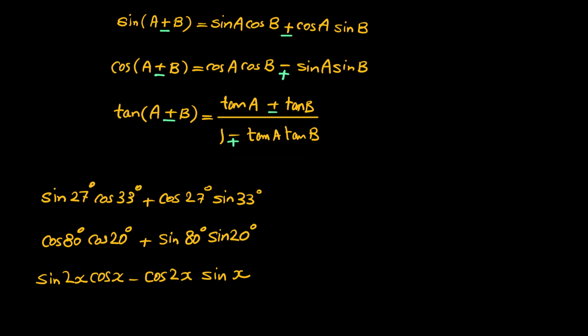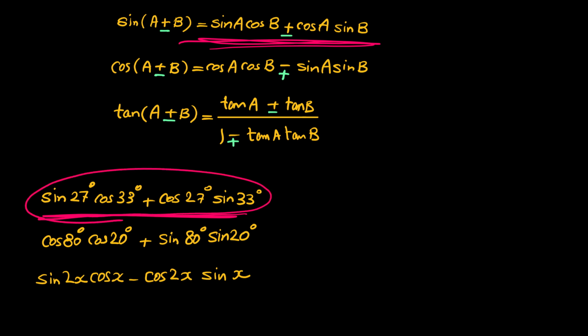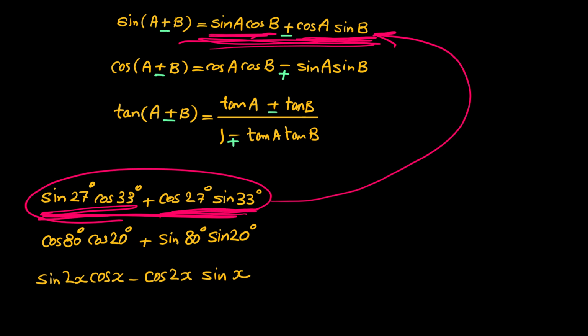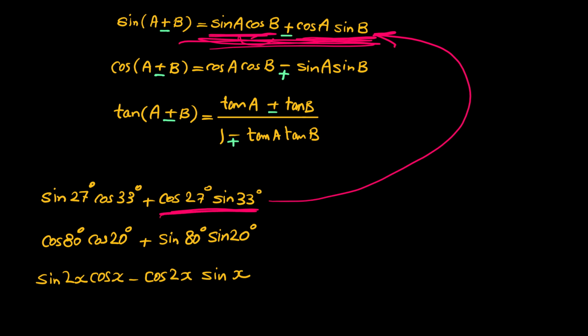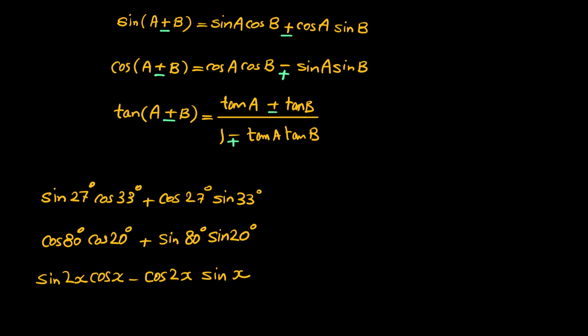Let's see how we can use the first identity to simplify this expression. Sine 27 times cosine 33 plus cosine 27 times sine 33. By looking at this expression and comparing it with this expression here, we can see that it completely matches. Sine cosine, sine cosine, then cosine sine, cosine sine. And of course this should be A B, A B. So everything matches between this expression and the right side of this relation.